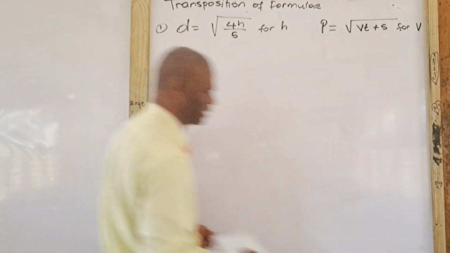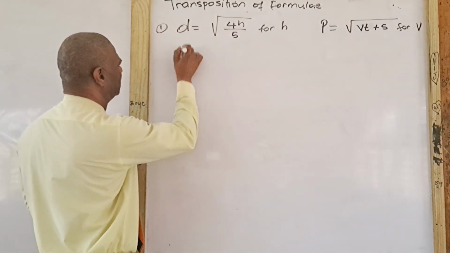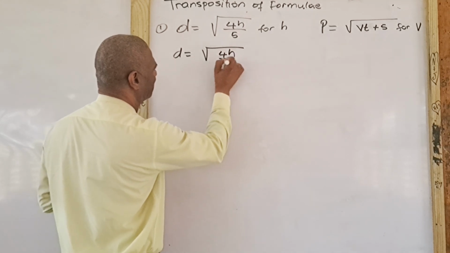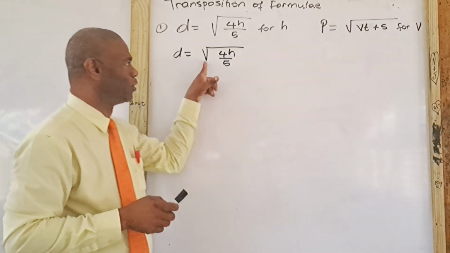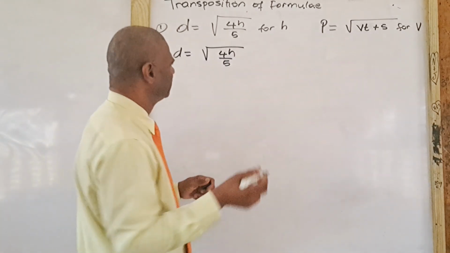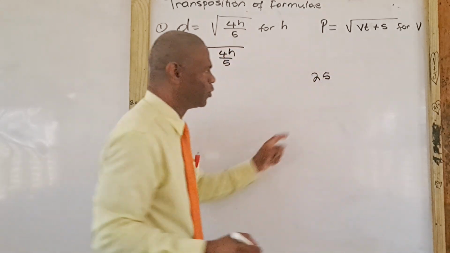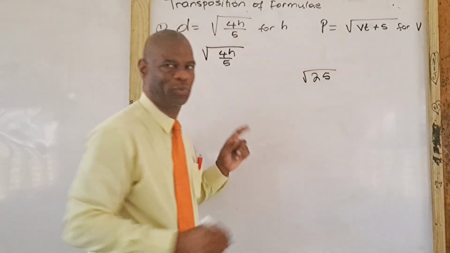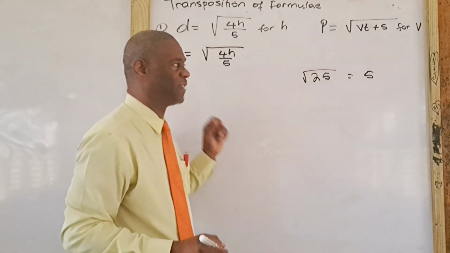So let me rewrite this. d equals the square root of 4h divided by 5. The first thing we need to do is get rid of the square root symbol. Just look at this. Let's say we have the square root of 25. The square root of 25 is what? 5. The square root of 25 is 5.